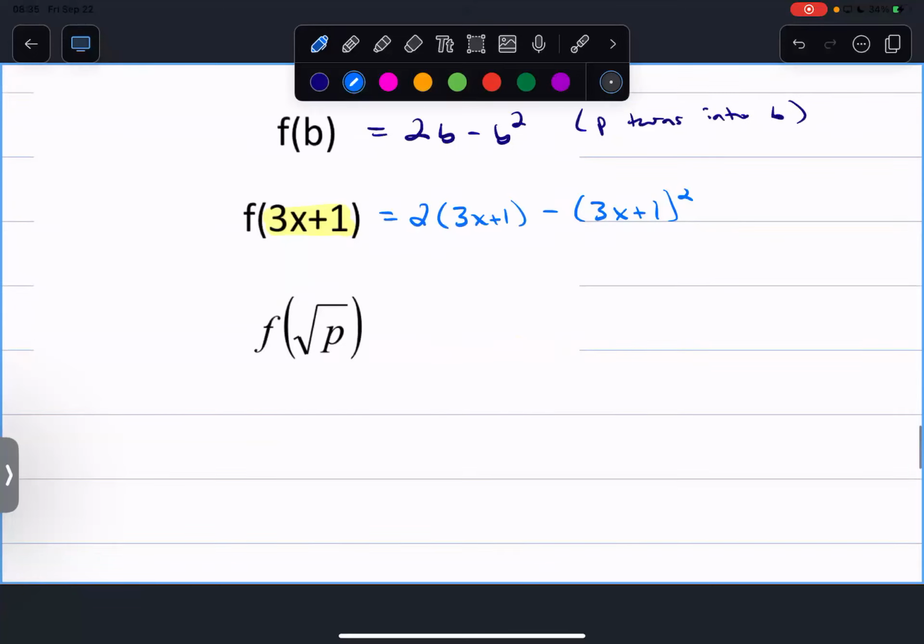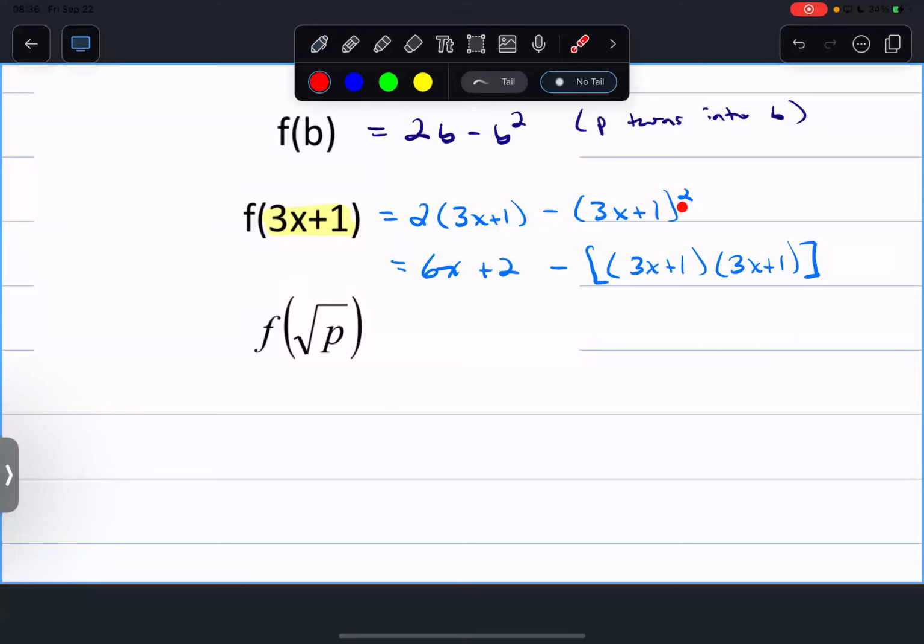Okay. Let's expand this. Why not, right? Simplify it a little bit. Okay, so I have to multiply this 2 inside, but then I also have to expand the 3x plus 1 times 3x plus 1, right? And so here this becomes 6x plus 2 minus, and then I'm going to keep it in brackets for a little bit. And I like to visualize it: 3x plus 1 times 3x plus 1.